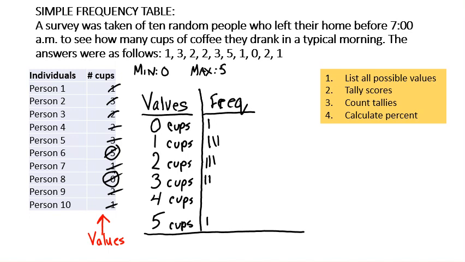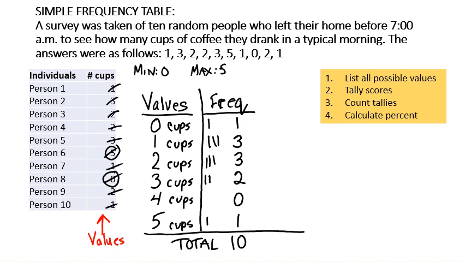Okay, so if we look at these, we can see that our frequency for 0 cups is 1 individual. For 1 cup, we had 3 people. For 2 cups, we had 3 people. For 3 cups, we had 2. For 4 cups, we had 0, but we still have to include it. And for 5 cups, we had 1. So these are our frequencies. So now we total this up. We should get the number in our sample, and we do. 3 plus 3 plus 2 plus 1 plus 1 is 10. This is our total.